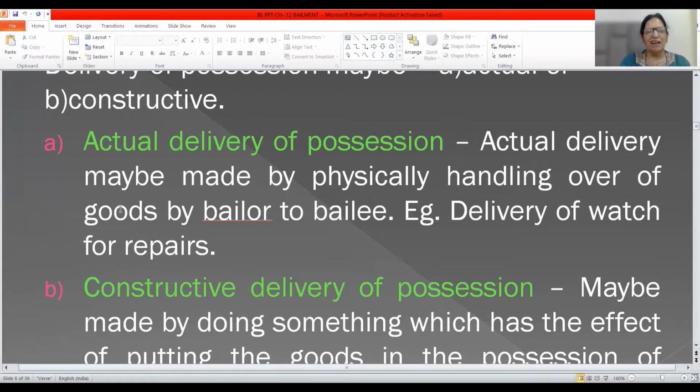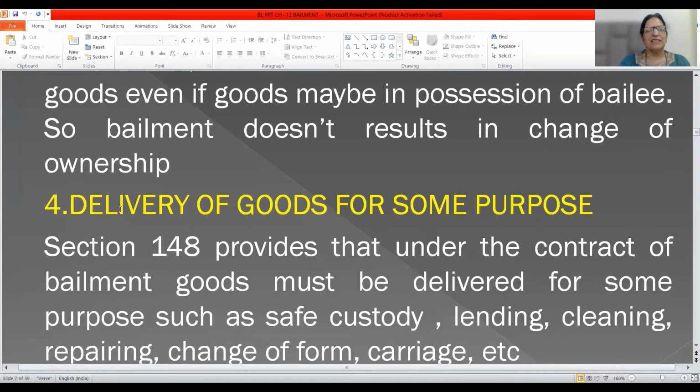Now, on the other hand, the meaning of constructive delivery of goods is where goods are not actually delivered, but the means of obtaining the goods are delivered. Say the railway receipt may be given. So this is the example of constructive delivery of goods. Now, delivery of goods for some purpose. Goods are always delivered for some purpose.